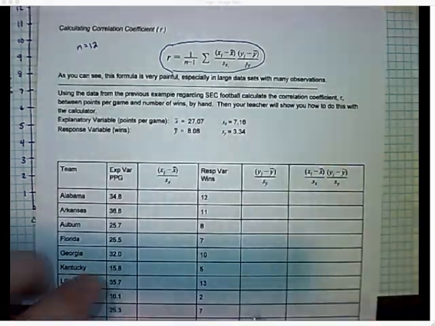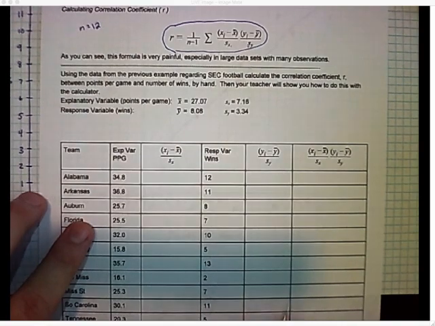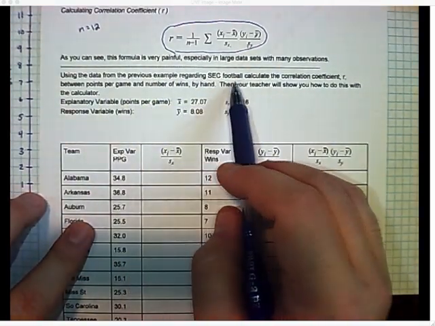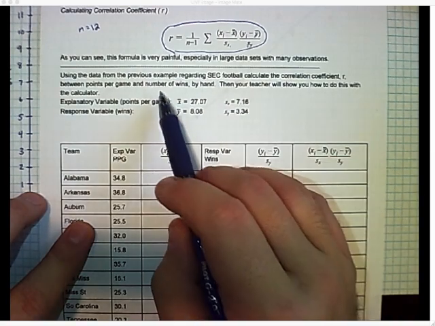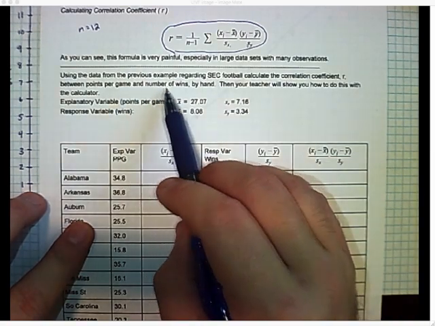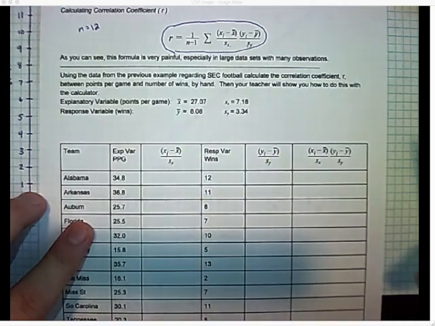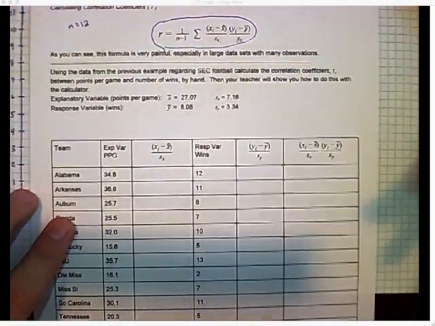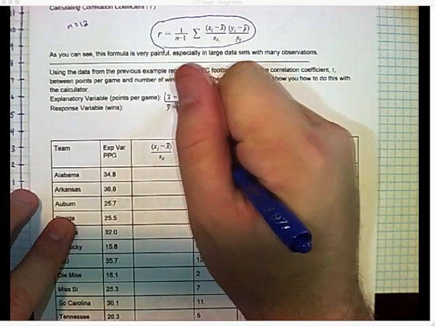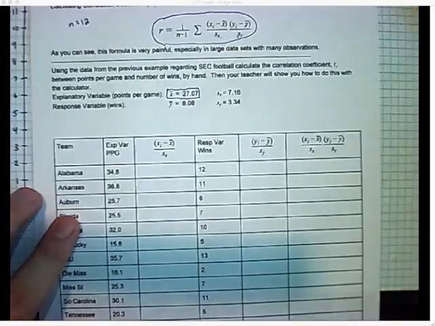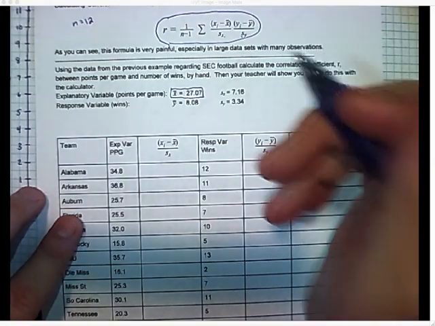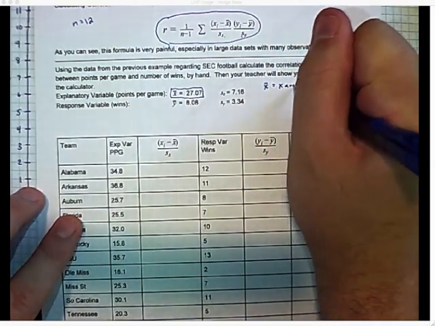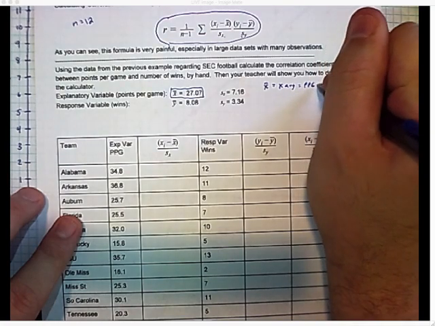Okay. So it says, using the data from the previous examples regarding SEC football, calculate the correlation coefficient R between points per game and number of wins by hand. Then I'm going to show you the easy way to do it with the calculator. So what are all these things? Well, this is the X bar average. So what is X bar? X bar is the X average. So it's the points per game average.